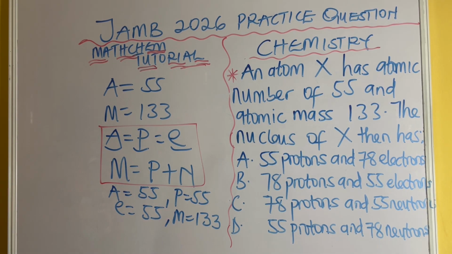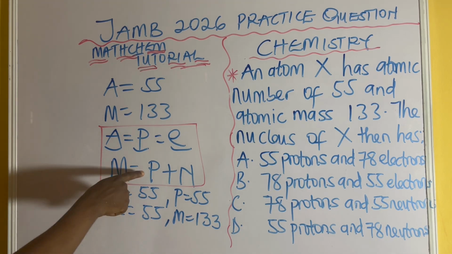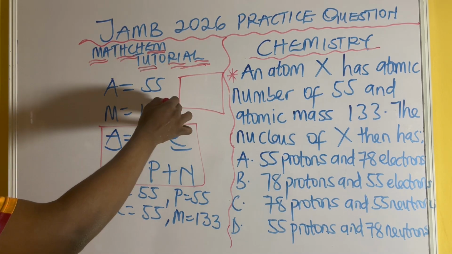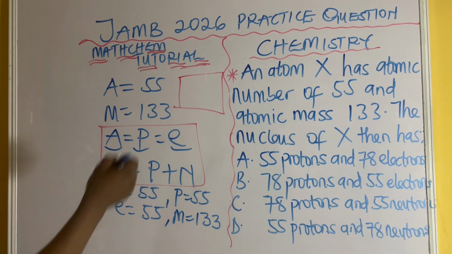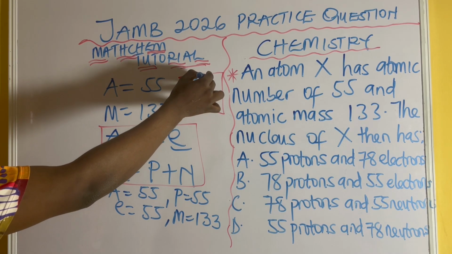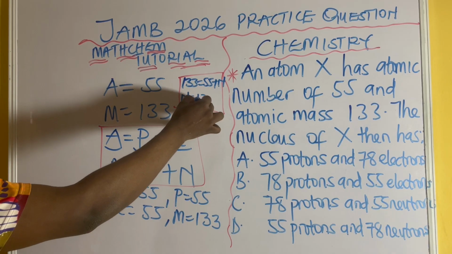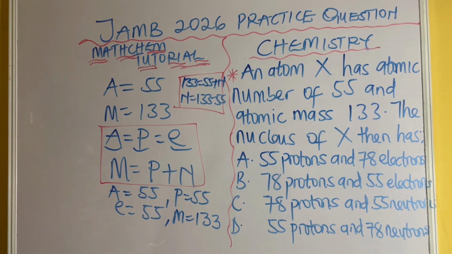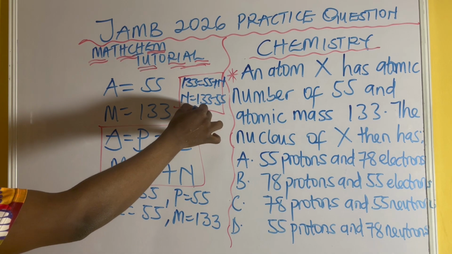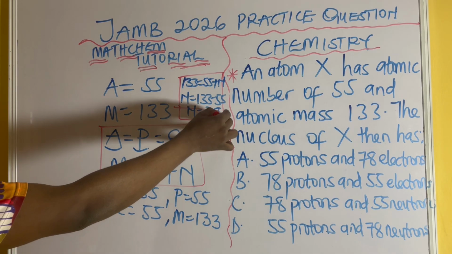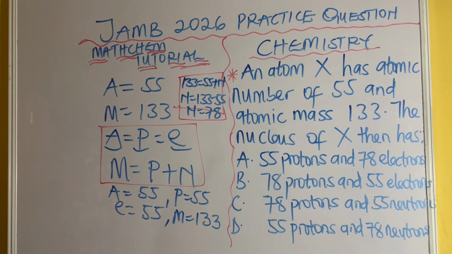So if the mass number is 133, we already know the proton is 55. So what's going to be the neutron? The mathematician will do this for us. So 133 is equal to 55 plus n, and n will be equal to 133 minus 55. So 133 minus 55, that's going to be 78. Isn't it? So the neutron is 78.